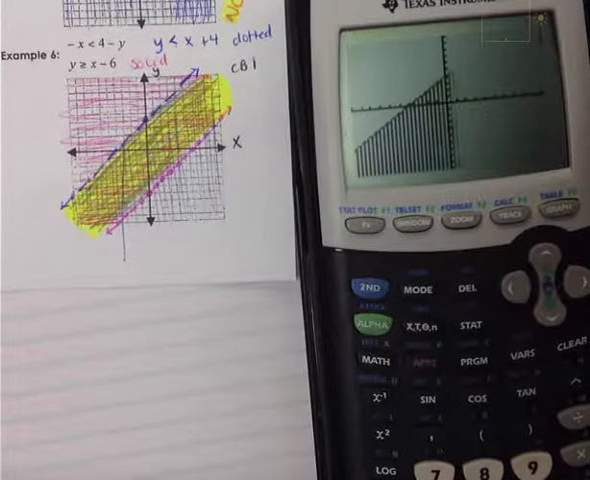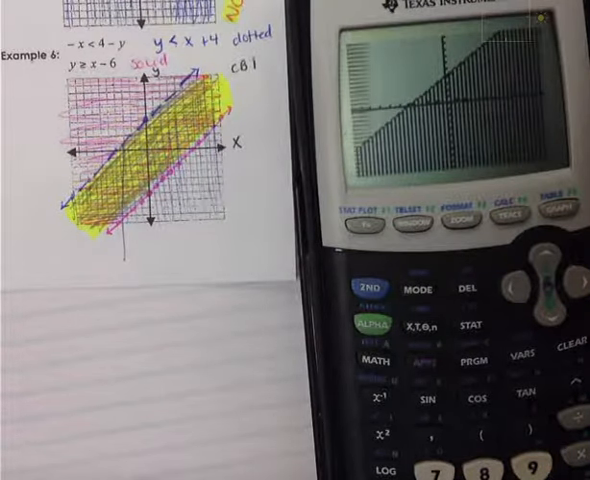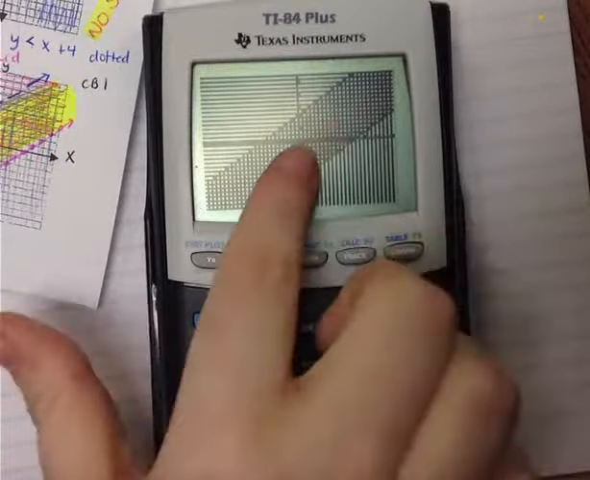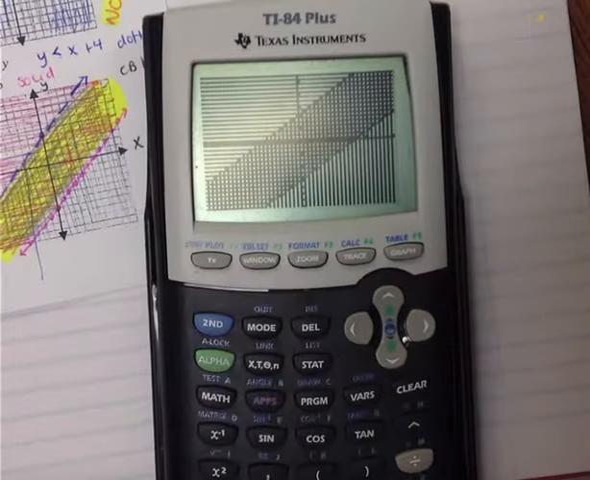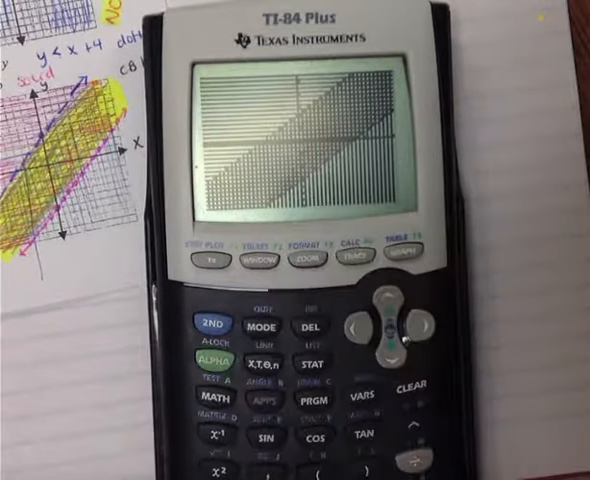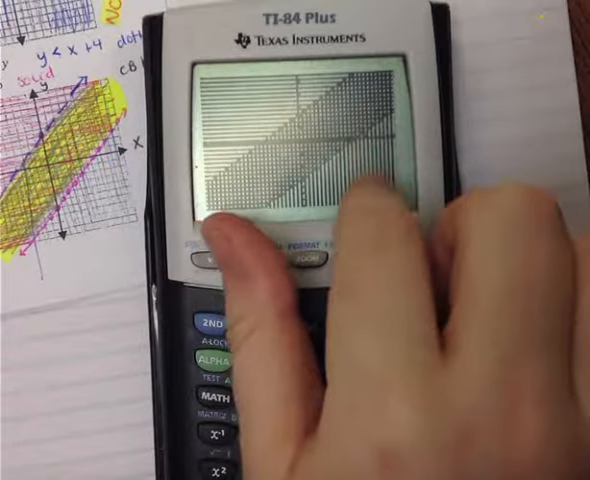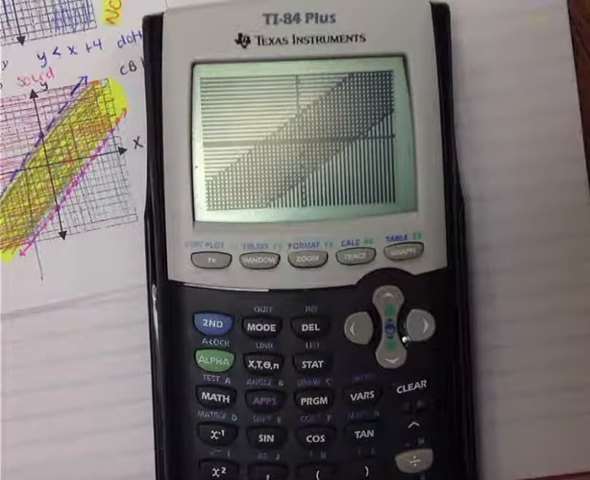Here's the blue. Here is the pink. And you see how the shading is crisscrossing in the middle, just like what we had here. So that is how you would see it in the calculator for the systems of inequalities. They will actually crisscross, because one shading is going vertically, the other shading is going horizontally. So when they meet, they crisscross into little squares.